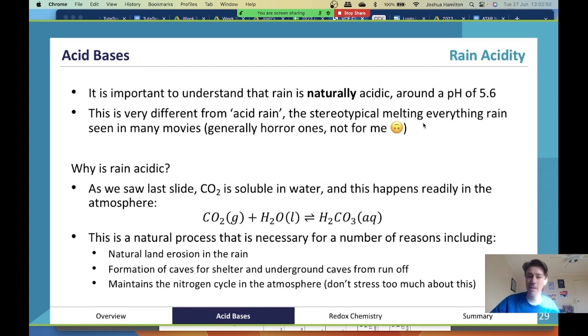It's because it's necessary. Acidic rain is necessary to form land erosion. We need that to form our rivers, to form our lakes. It forms caves for shelters and underground caves for runoff. It maintains the nitrogen cycle in the atmosphere.